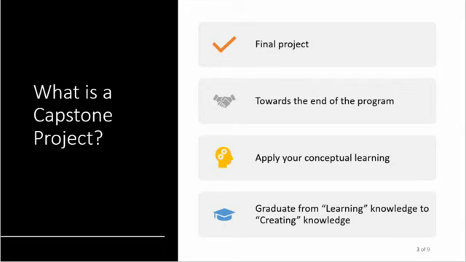So a capstone project is the final project towards the end of your study program where you apply your learning, whatever you have learned in the program, and then you do some research. So in this, you graduate from learning knowledge to creating knowledge, which is something which people expect when you join industry or even when you join your higher studies.